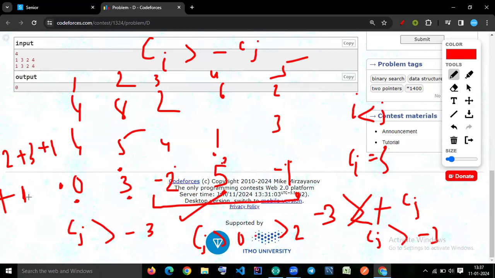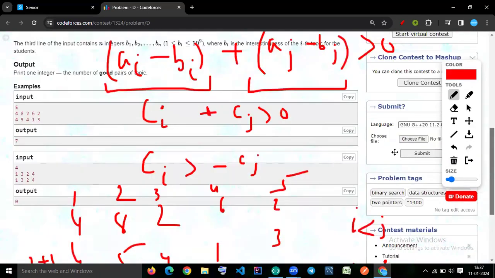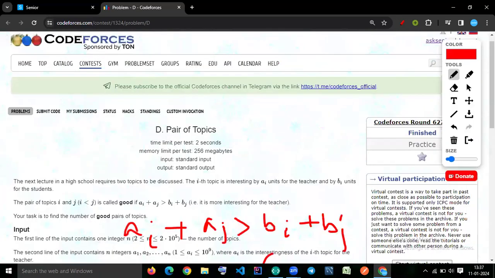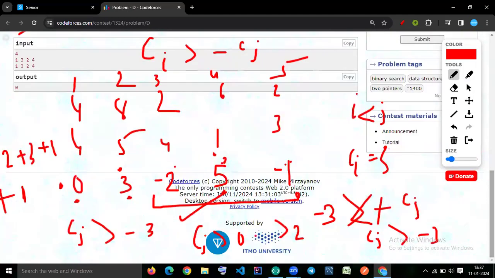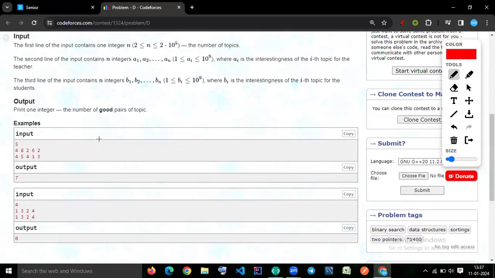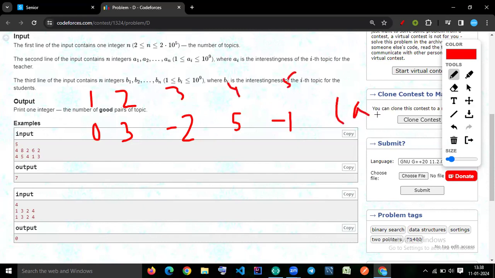One thing you notice is that the answer is 7. After finding the difference, what we did was compute 4, 4, 0, 8, 5, 3 minus 2, 6, 1, 5, 2, 3 minus 1. This is index 1, this is 2, this is 3, this is 4, this is 5, and the formula is AI minus BI. This is the array of AI minus BI.